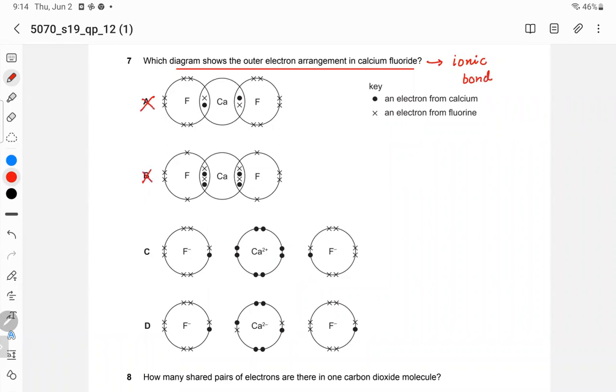Is this clear? Yes, sir. Now we are left with C and D. If you look at D, calcium has 2 electrons of fluorine, which makes D wrong as well, because calcium loses 2 electrons. So C will be the correct answer. Is this understandable? Yes, sir.